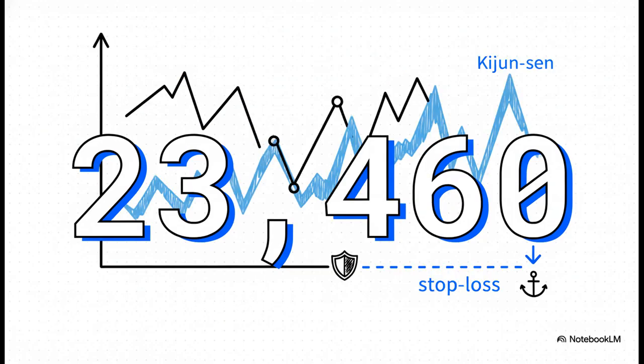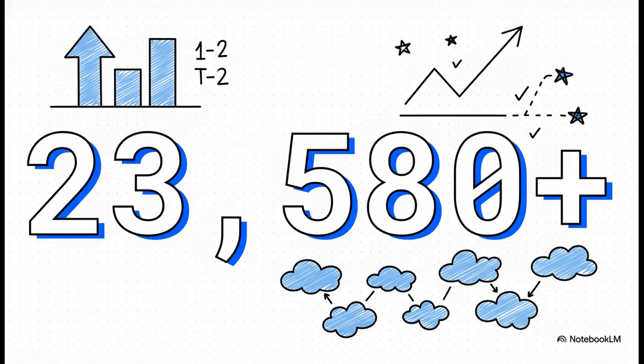Okay, next up, our stop loss. We just apply our rule. We look at that Kijun-sen, the baseline on the chart, and we tuck our stop just below it, say at 23,460. This right here defines exactly how much we're willing to risk on this trade. And last but not least, where are we aiming? Our profit target. If we're shooting for a simple 1-to-2 risk reward, we'll be looking to get out around 23,580. See? A clear plan from A to Z.